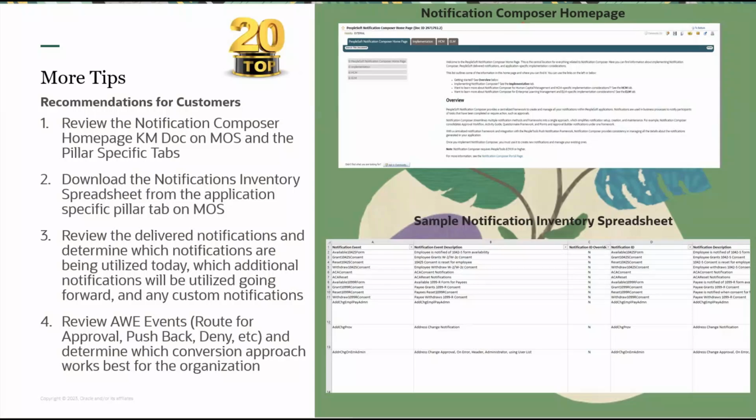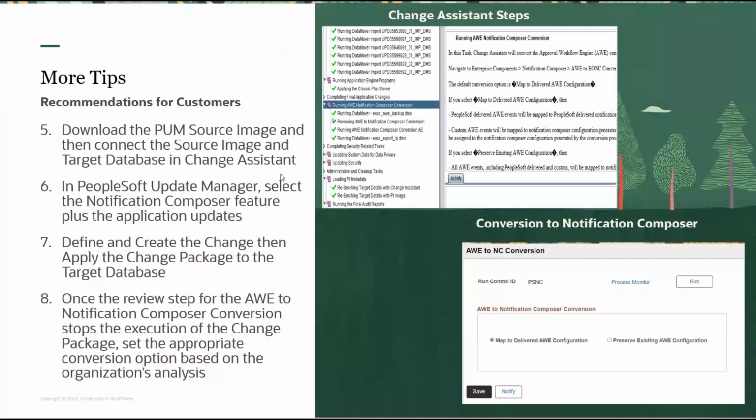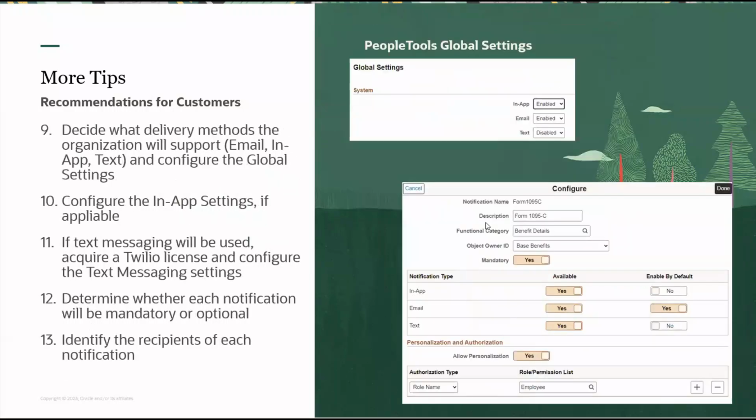Review the AWE events and determine which conversion approach works best for the organization. Download the PUM source target, connect the source and the target in Change Assistant, select the notification feature plus the application updates and PUM, define and create the change package and apply it. And then once the review step comes that we talked about in part 3, choose the approach that's right for the organization, whether you're going to map to the delivered or preserve existing.